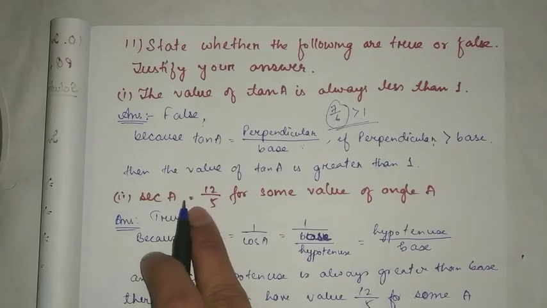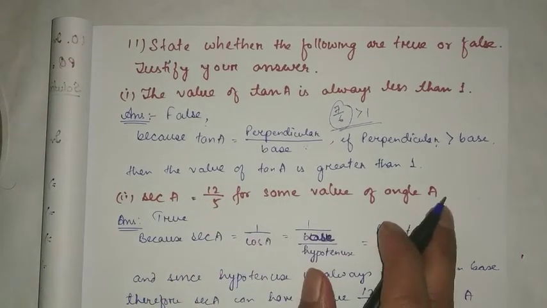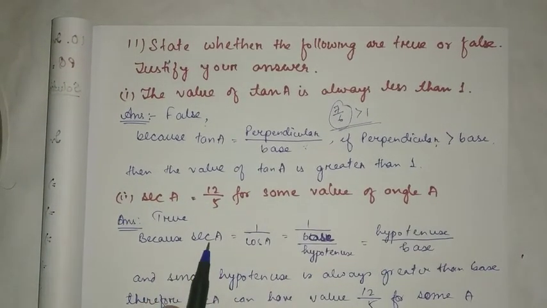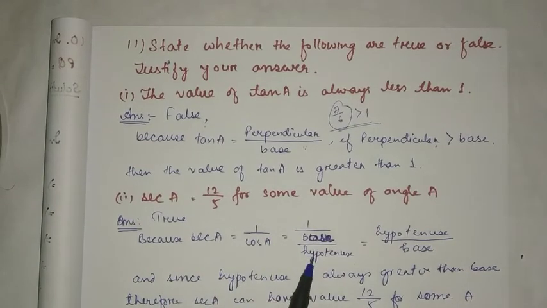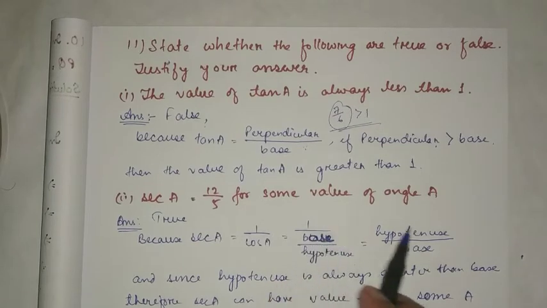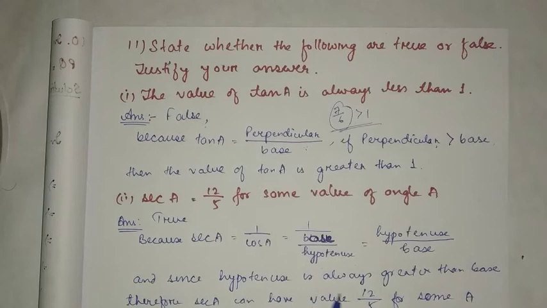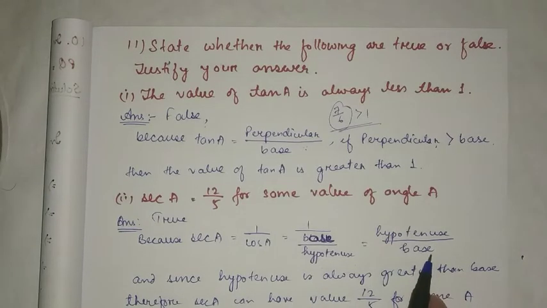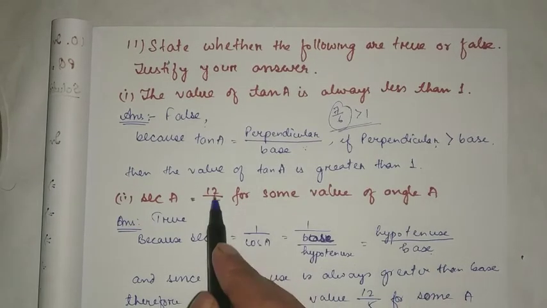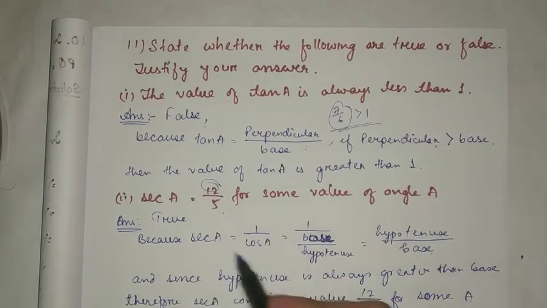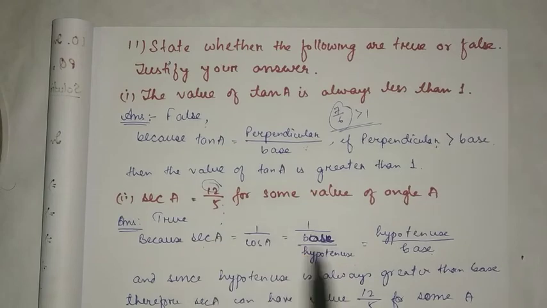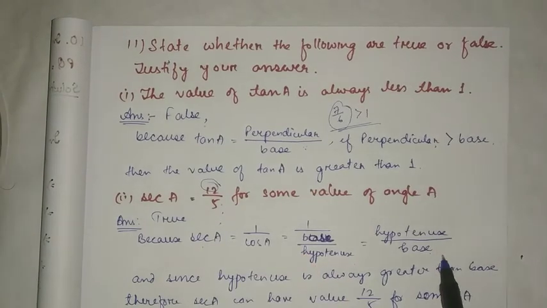The next is: sec of A is equal to 12 by 5 for some value of angle A. Now we see that sec of A is equal to 1 by cos A, and cos A is base by hypotenuse. The hypotenuse goes up and becomes hypotenuse by base, and as we all know the hypotenuse is the longer side, so it is obviously greater than the base, and we see that 12 is greater than 5. So the value of sec A can be 12 by 5 because hypotenuse is always greater than the base.